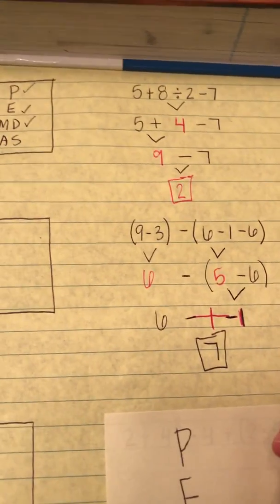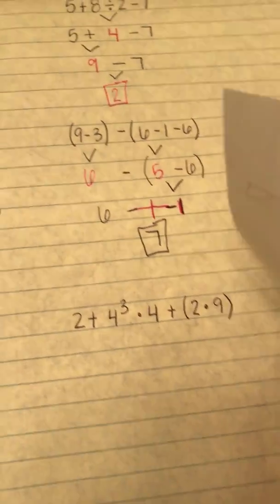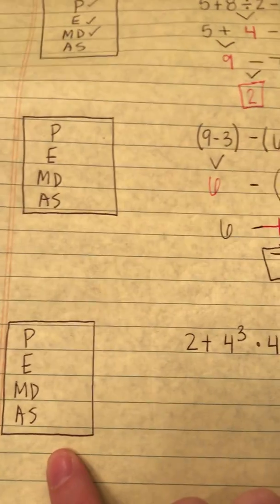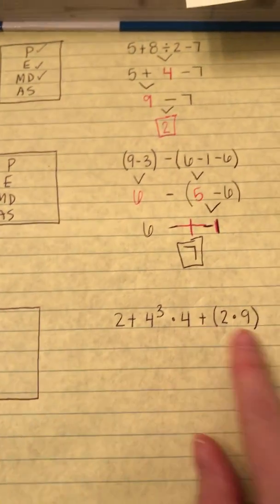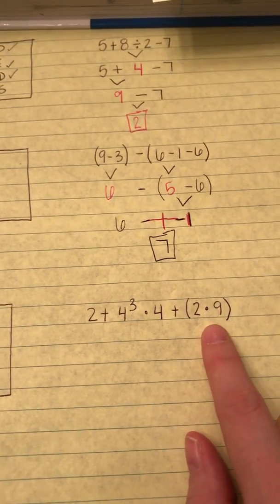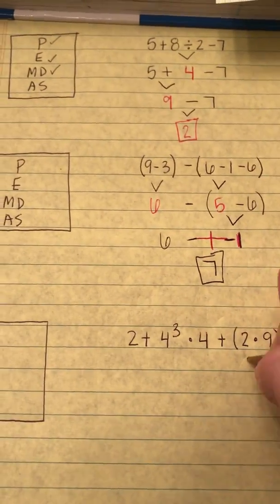Okay? All right, last problem that we're going to do together, and you're going to see that it's kind of scary, and that's okay. I've continued to write my please excuse my dear Aunt Sally over here. I'm going to first work with my parentheses. And I see that I do have some, so I'm going to do this first. 2 times 9 is 18.